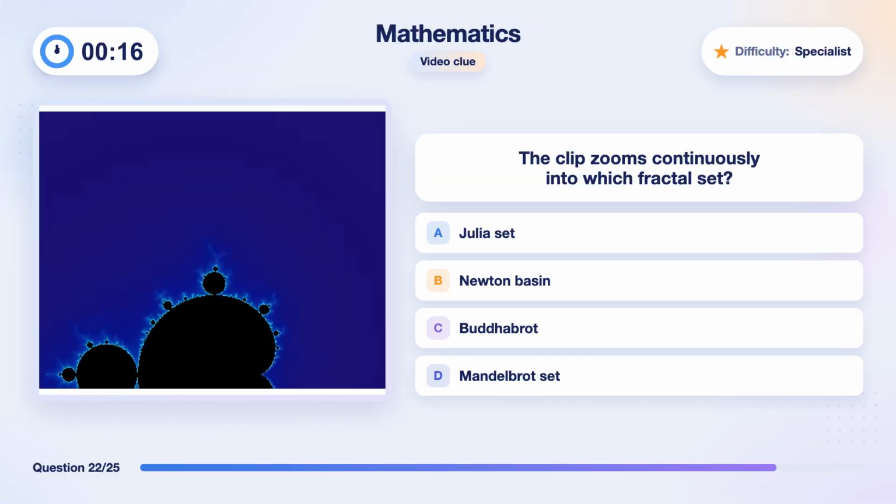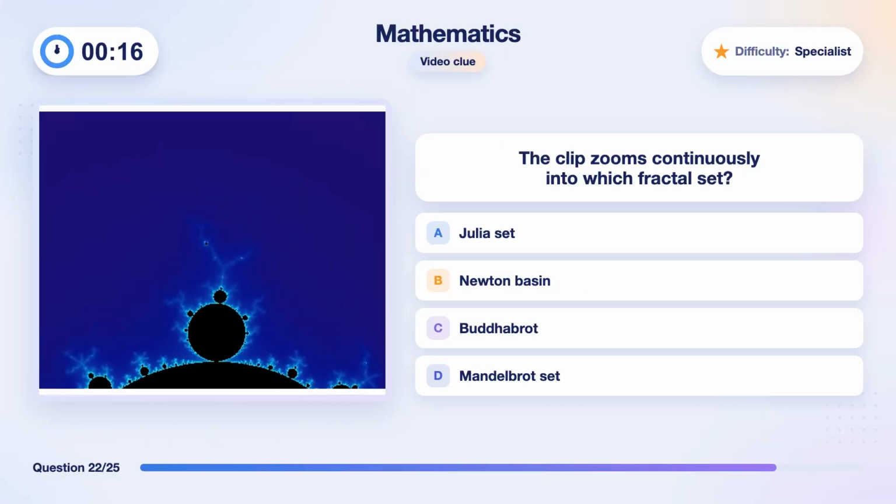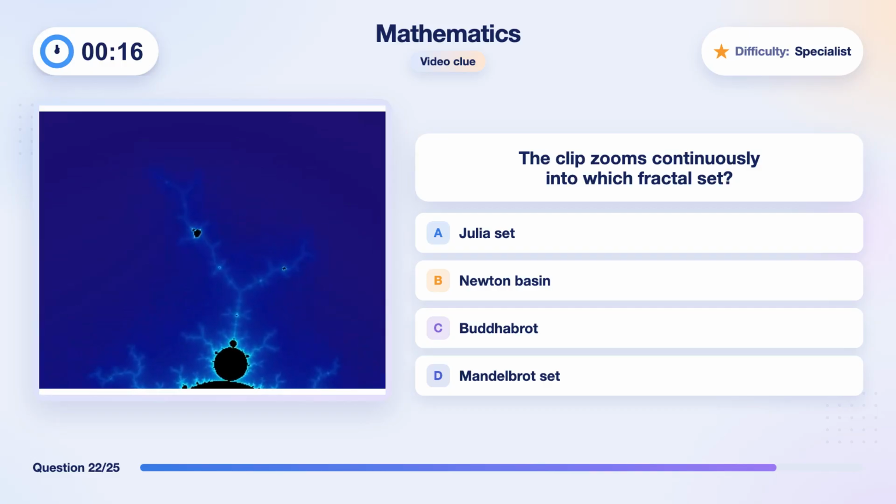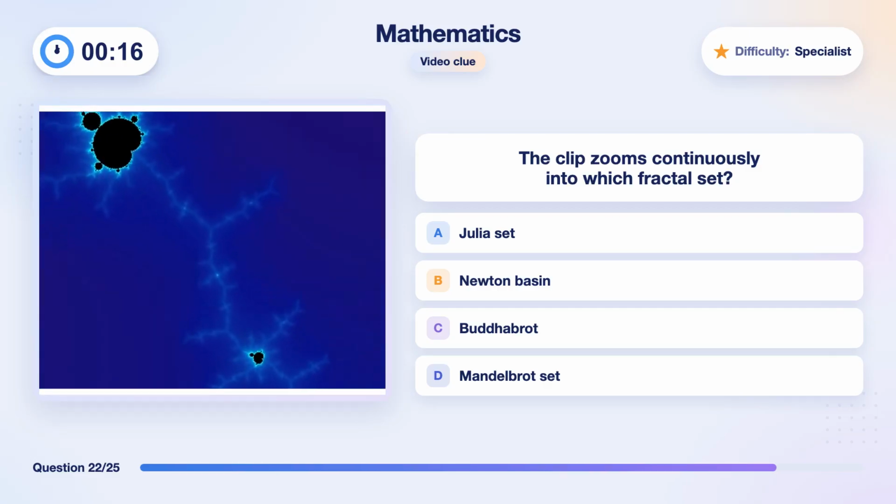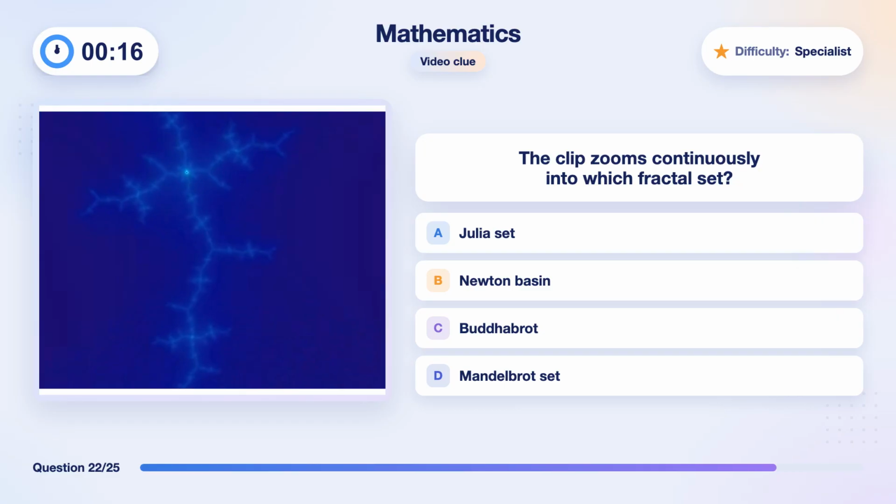The clip zooms continuously into which fractal set? Choose A. Julia set, B. Newton basin, C. Buddhabrot, D. Mandelbrot set. Easy to slip up here. 16 seconds on the clock. Go.